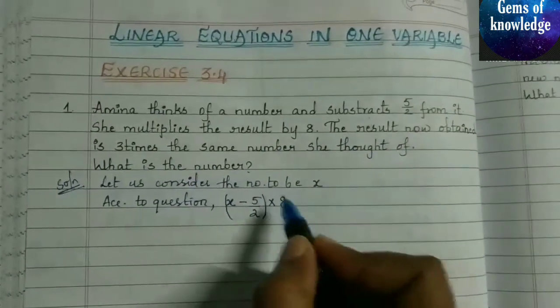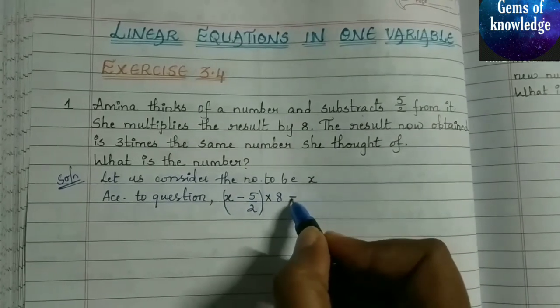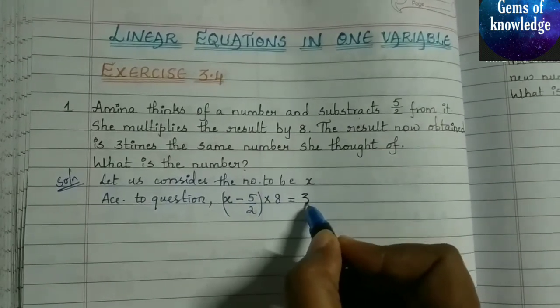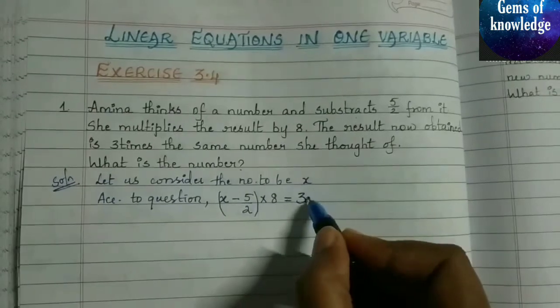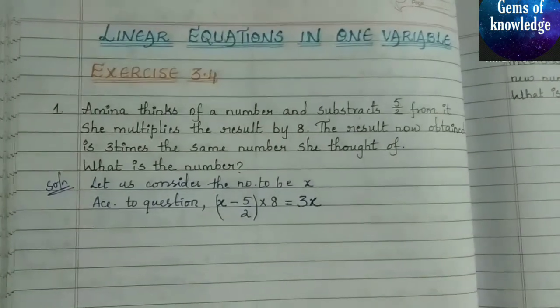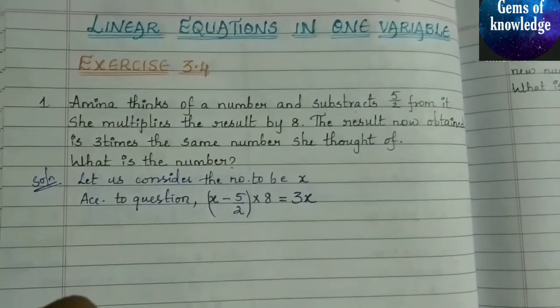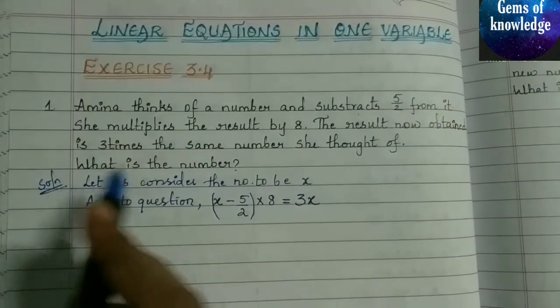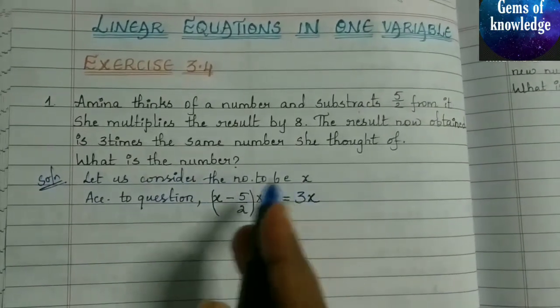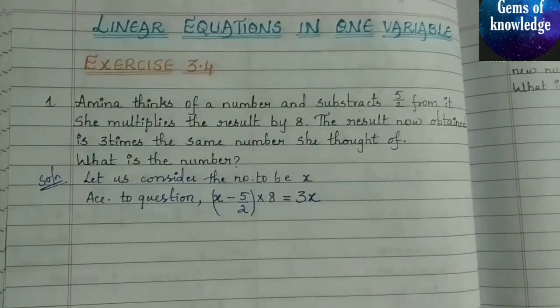Okay, so this result whatever we are obtaining is 3 times this number. So that is 3 times x. It means it is 3x. Okay, so what is that number? So we have to find out the value of this x here.